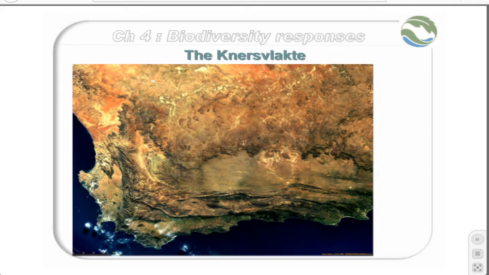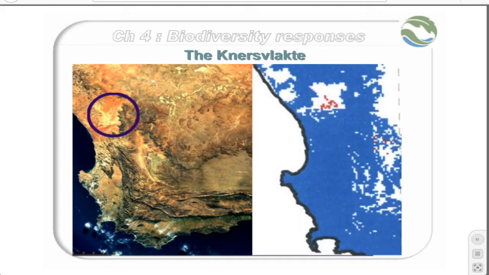And as this slide shows, one of the particular areas of species richness, the Knersvlakte Plain along the west coast, is a particularly warm, dry plain, which even during the LGM, the last glacial maximum, with lower temperatures and higher rainfall, would have retained its desert-like character.